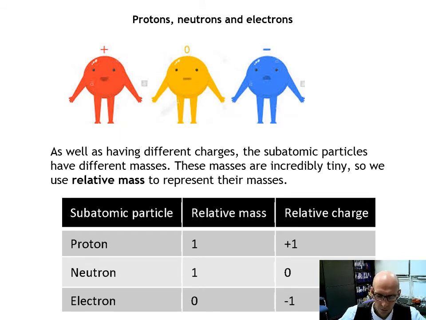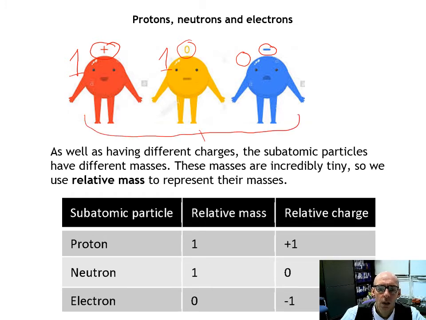So, looking at protons here, a proton has a positive charge and they weigh 1 unit each, 1 atomic unit. The neutron has no charge, 0 charge, and it weighs 1 atomic unit. And the electron has a negative charge and it has no mass. It's so small, we say that it doesn't even weigh anything. So those exact same things are in this table down here.